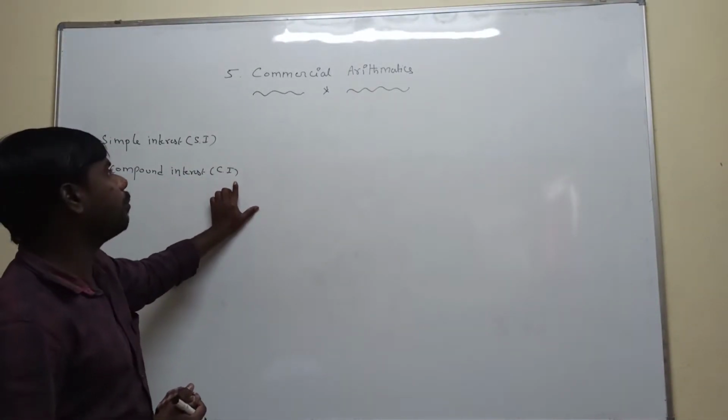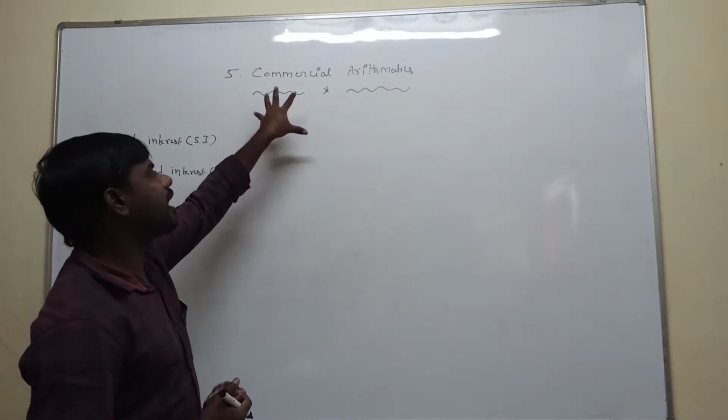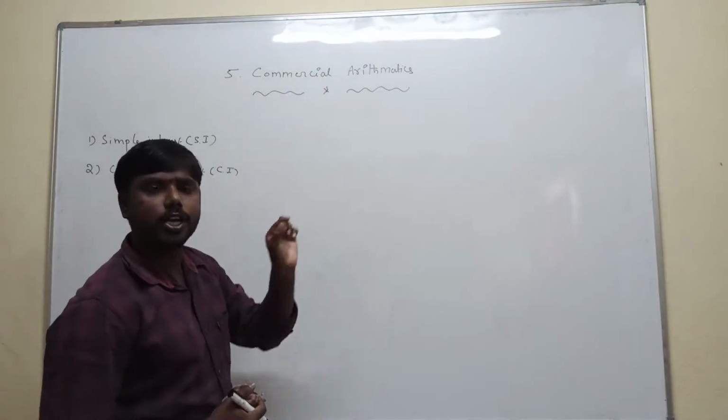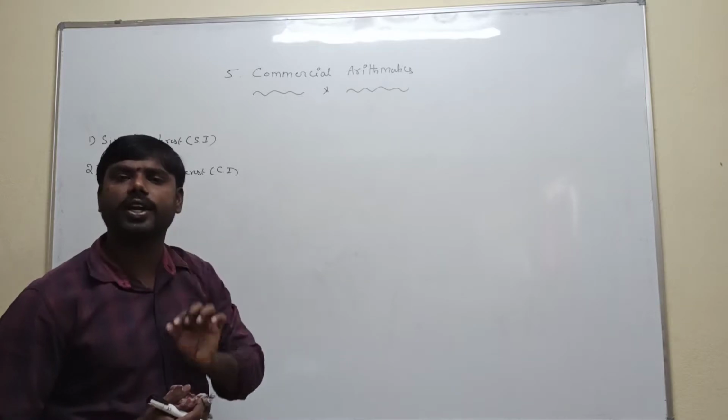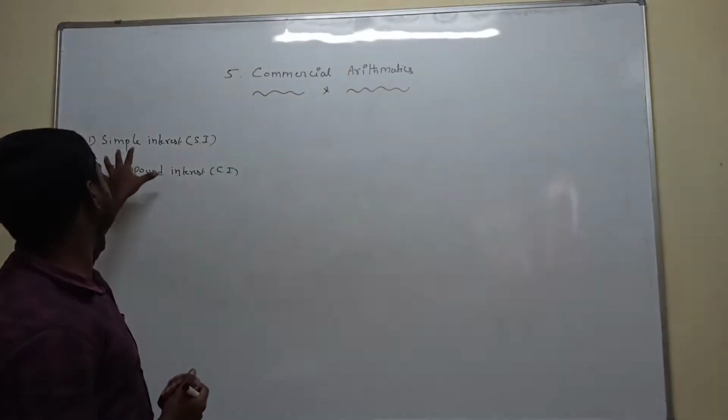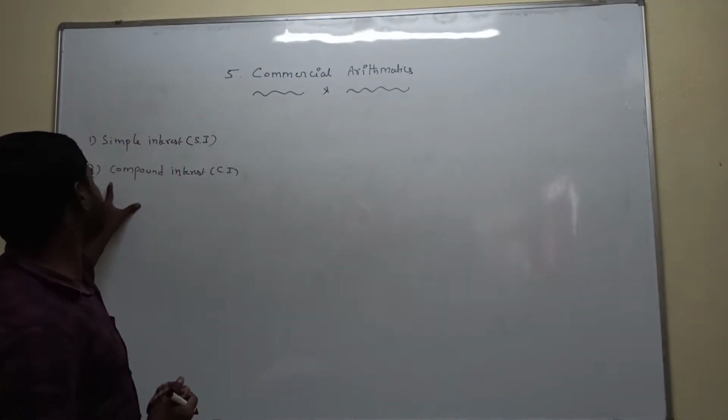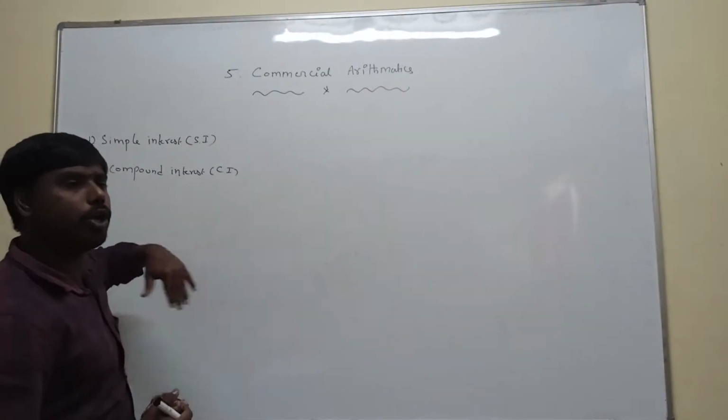Today we are discussing the new chapter, commercial arithmetic. There are two kinds of interest. First one is simple interest. Second one is compound interest.